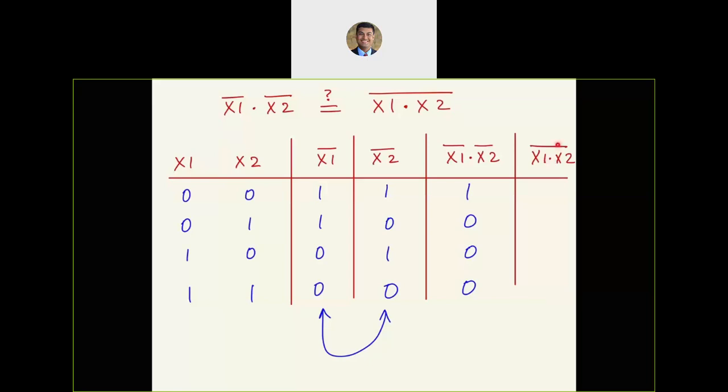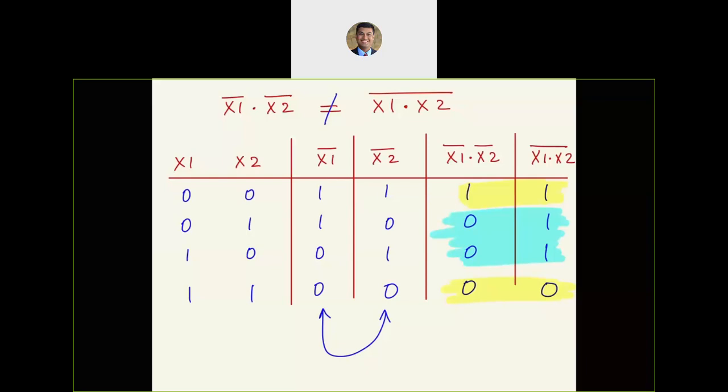The last column can be obtained by first ANDing the inputs and then flipping the output. So if you see here, AND of this is 0, flip it, you get a 1. AND of the next one is a 0, flip it, you get a 1. AND of the next one is a 0, flip it, you get a 1. The last one will give you a 0. And as you can see, good over here and good over here. However, it does not equal here and here, which means this is not equal to that.